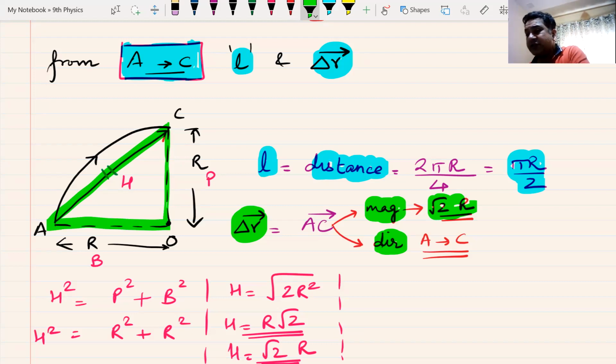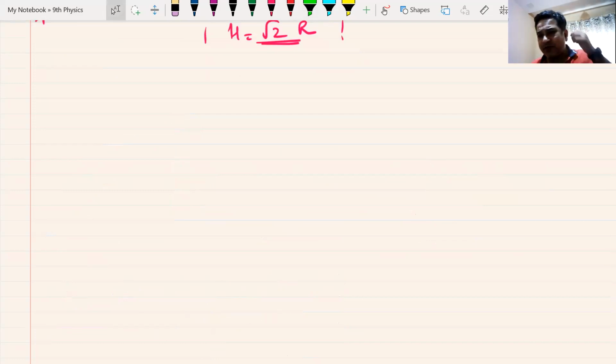Don't forget this notion. On this note, we can say bye-bye to distance and displacement. We have covered almost everything that was possible here. Even up till 12th standard, we have covered almost everything.